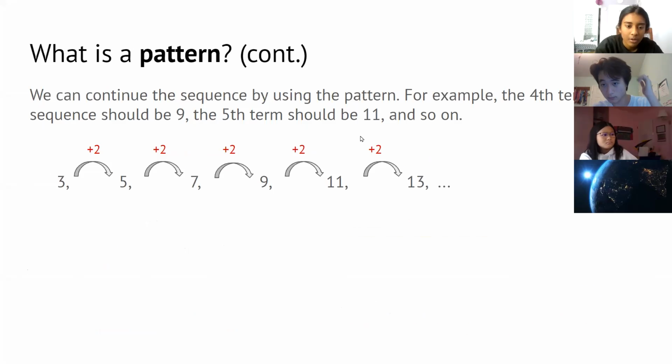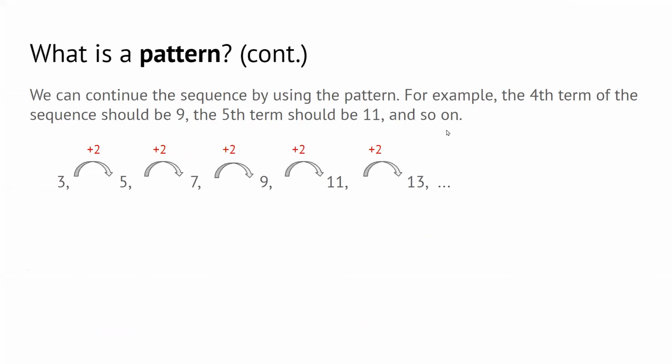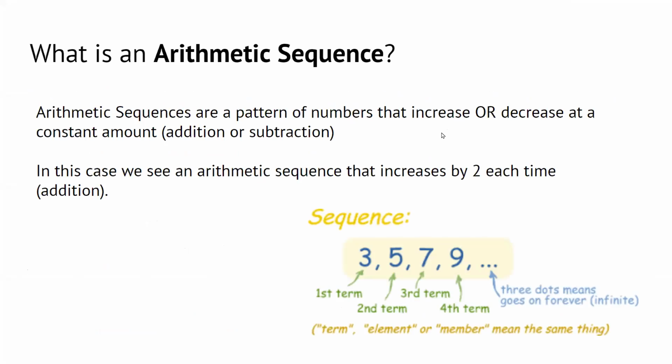So arithmetic sequences are a pattern of numbers that increase or decrease by a constant amount. It can be addition or subtraction. So it can grow or get smaller over time. So in this lower left corner, we can see an arithmetic sequence that increases by 2 each time. So each term increases by 2.